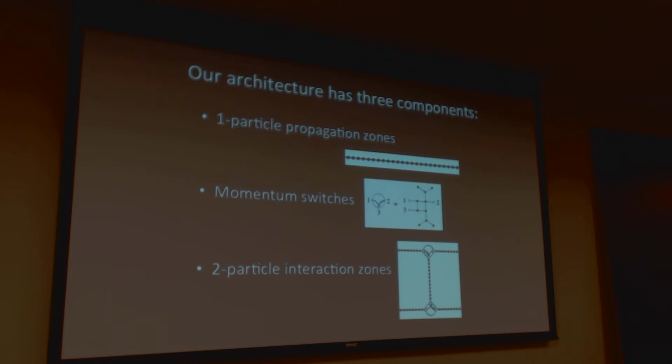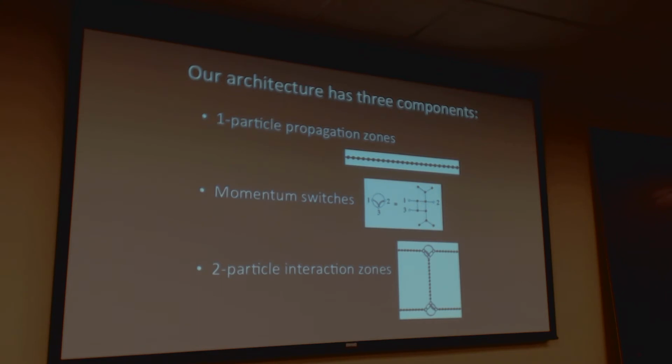So I'll describe the architecture that we'll be using. It basically just has three simple components. There's the simplest conceivable component, just one-particle propagation zones, where we're having just single particles move along 1D, approximately 1D lattices.